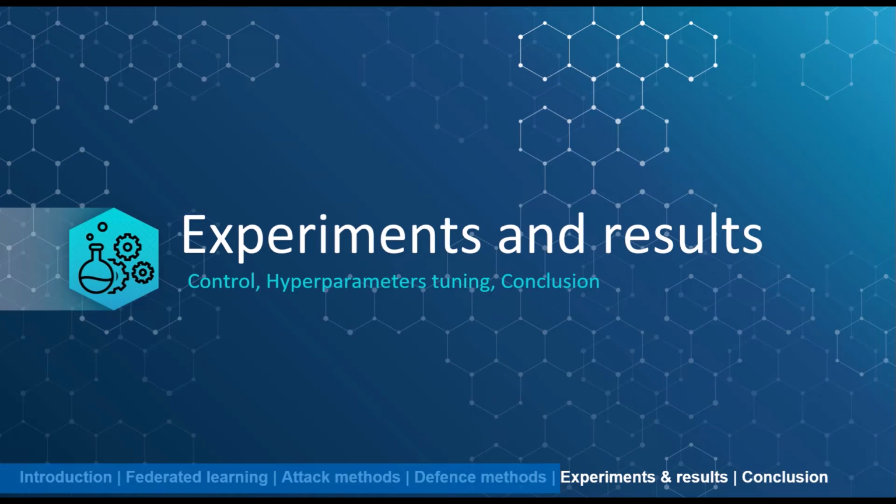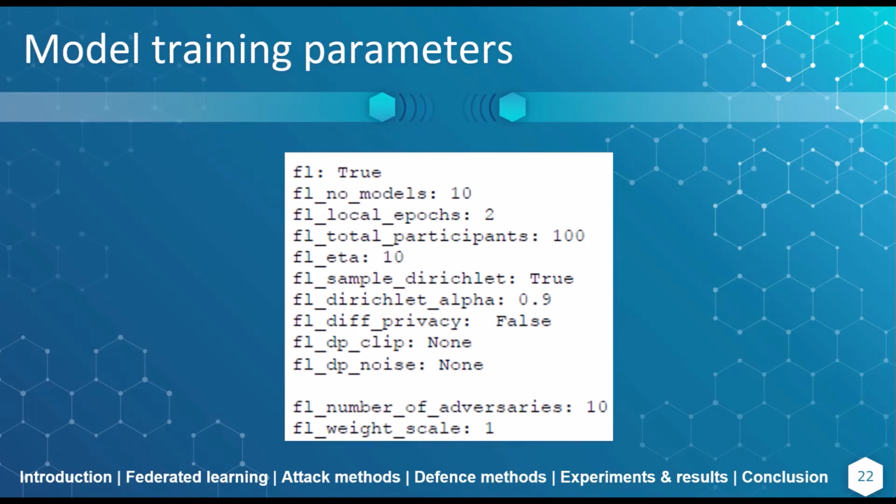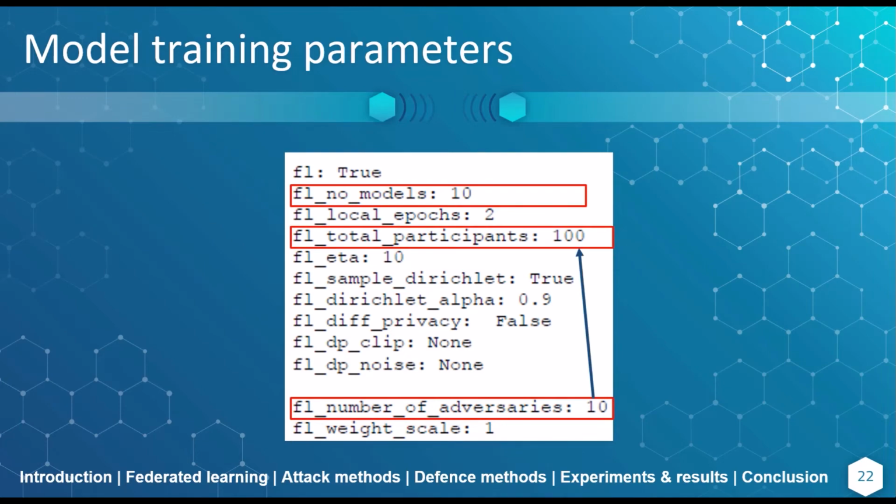Now we move on to experiments and results. During the course of this project, numerous experiments were done using the CIFAR-10 dataset both before and after the PDGAN was implemented. The FL parameters used in training the federated model for these experiments are as follows. This is the default configuration from the base code. Note that the number of participants in each round is 10, and the percentage of adversaries in the FL system is 10 out of 100, which is 10%.